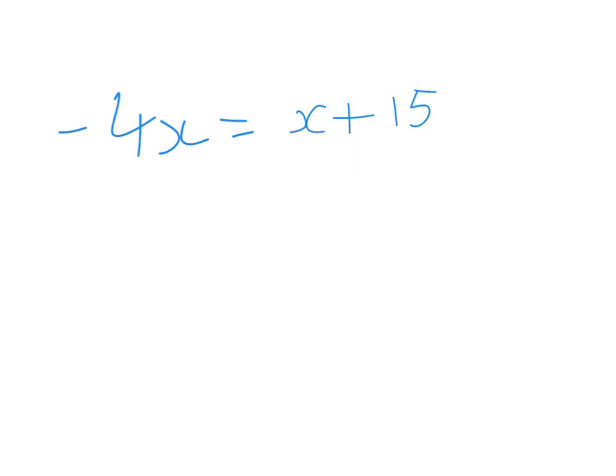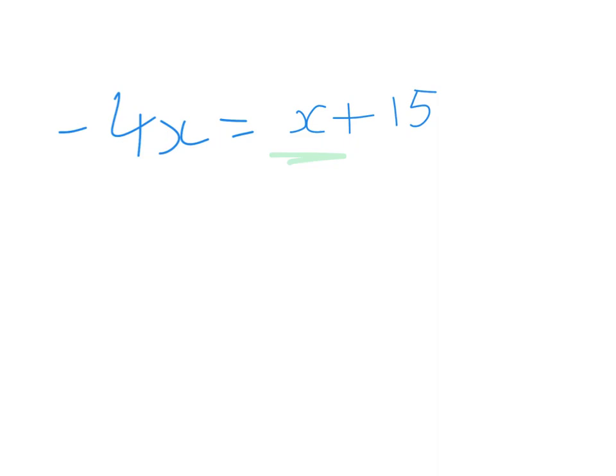So we'll look at another example here before I let you off to do some questions yourselves. Minus 4x is equal to x plus 15. So again, our goal is to have only x terms on the left hand side and only regular constant terms on the right hand side. So to do that, we're going to have to try and target and get rid of this x term over here on the right.